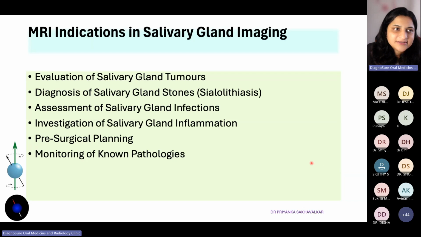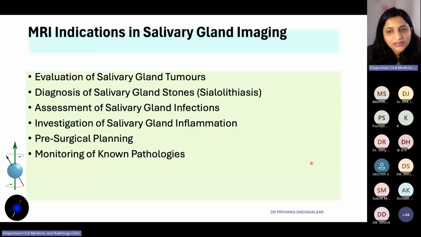MRI has a specific role in salivary gland imaging. First, differentiating between benign or malignant tumor, assess tumor location, extent. Then if we are suspecting salivary stone, it can visualize the stone where conventional methods are inconclusive. It aids in planning surgical or non-surgical intervention.